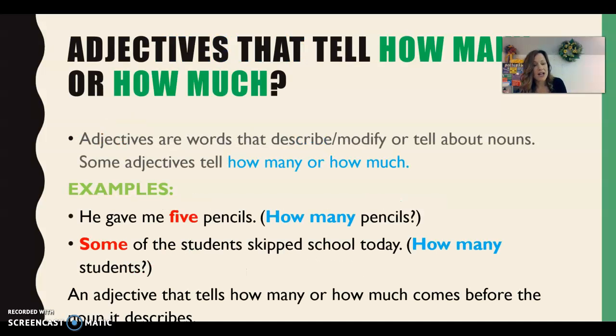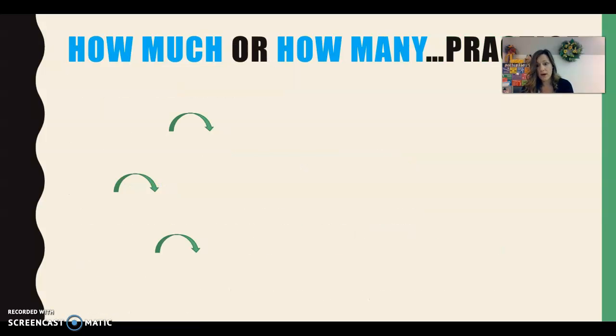Adjectives that tell how many or how much. So here are some examples. He gave me 5 pencils. How many? 5. So any number word that's telling you how many of something is always going to be an adjective. Some of the students skipped school today. How many students? Some of them. Okay, so it often will come right before the noun that it describes in the sentence as well.